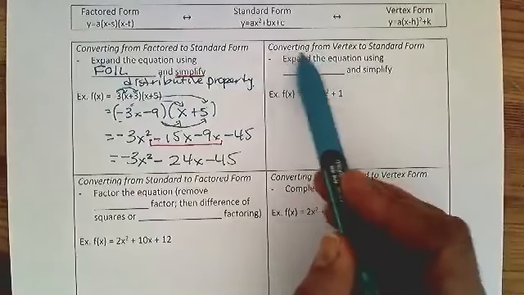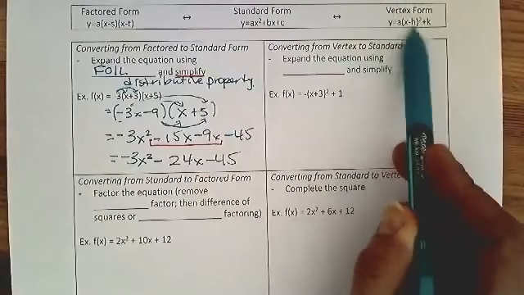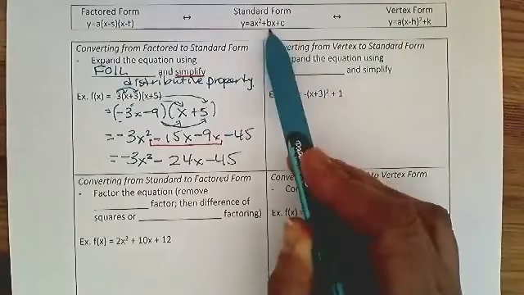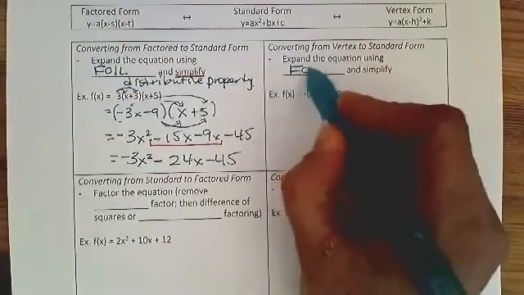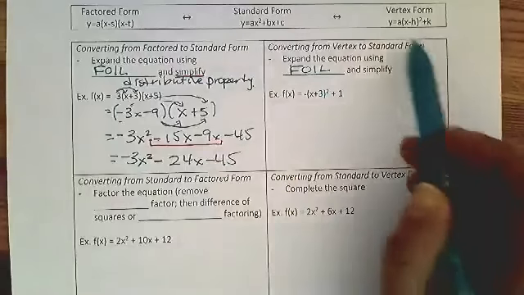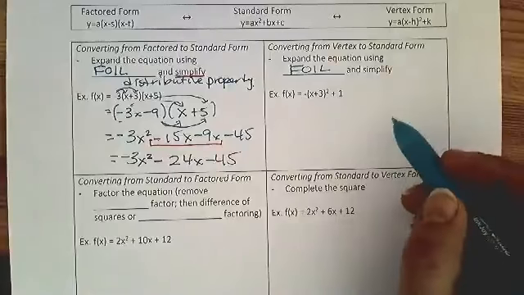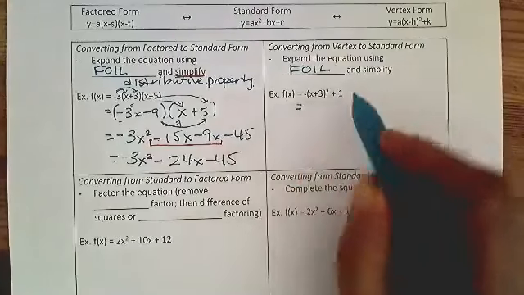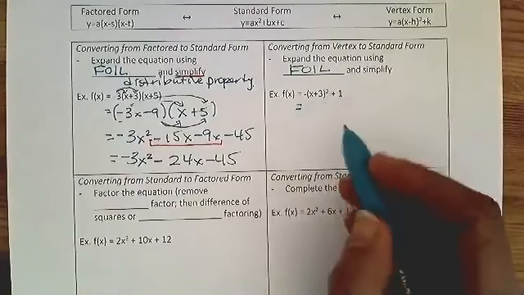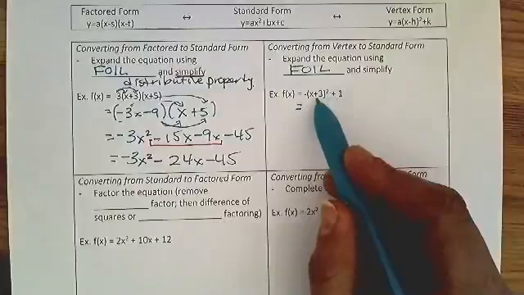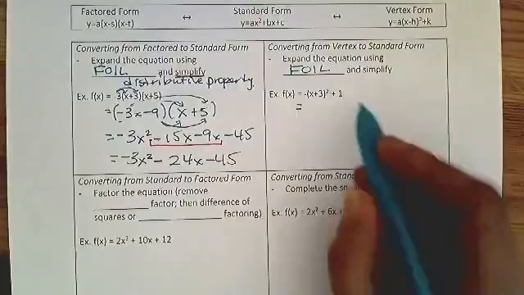Our next example is converting from vertex to standard form. So once again, we're going from a form that has brackets to a form that doesn't have brackets. So we're going to expand the equation once again using FOIL. Whenever we have brackets, we want to remove them. If it's just binomials, we can use our FOIL method. Now you might be able to simplify this a little bit quicker because we notice we have a squared here. So depending on your comfort level, you might directly write this as a perfect square trinomial. I am not going to do that in the example.